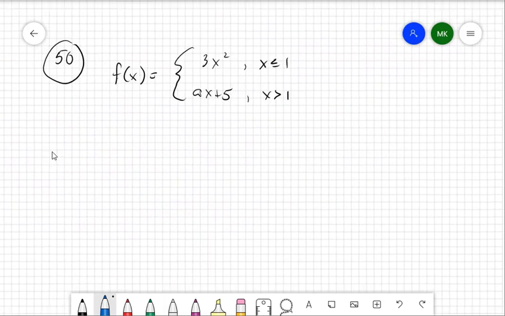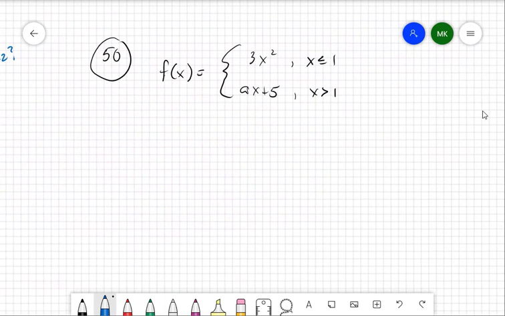Okay, for number 50, a slightly different question. It says we have this piecewise function again, but this time you have this extra variable a right here. And it says you're supposed to find a so that the function is continuous. Well, I'm going to start the question the same way that I did the other one. If this thing is continuous, then if I take this value, x equals 1, and plug it into both equations, I should get the same number.